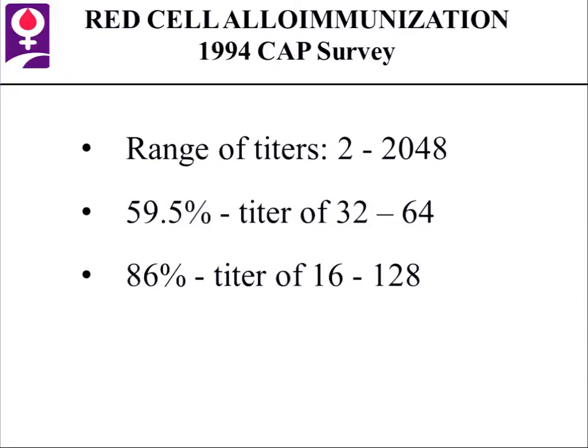This sample was sent to over 1,500 blood banks in North America as part of this 1994 CAP Quality Assurance Survey, and everybody got the NTD right, but the titers came back between 2 and 2,048. Made me feel very warm and fuzzy as an obstetrician to know that that's how blood bankers do their titers. About 60% of the labs got it between 32 and 64 for the value, and about 86% between 16 and 128.